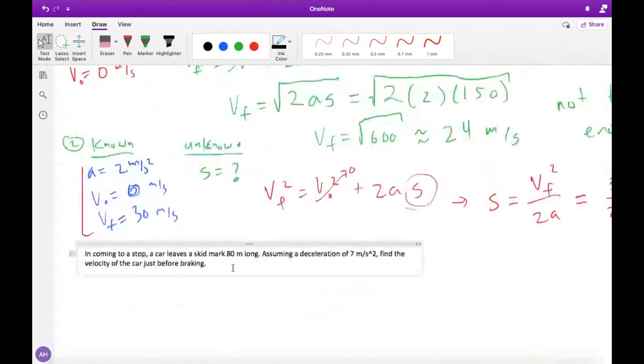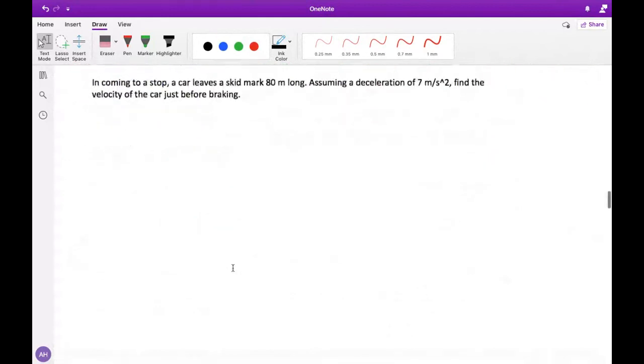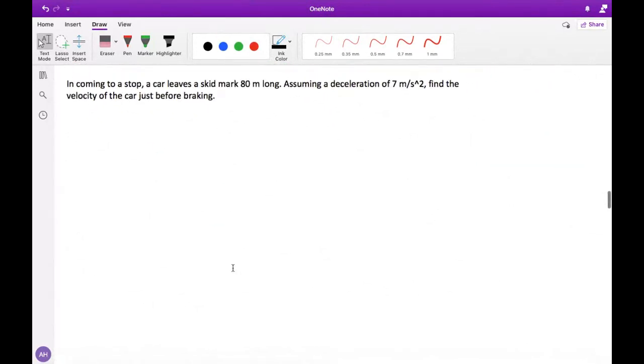So let's see, I have another example here. This example says, in coming to a stop, a car leaves a skid mark 80 meters long. Assuming a deceleration of 7 meters per second squared, find the velocity of the car just before braking.